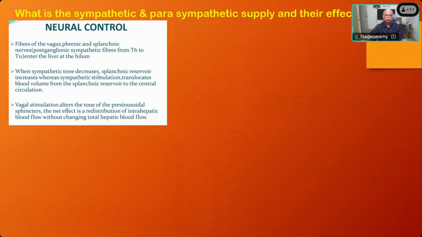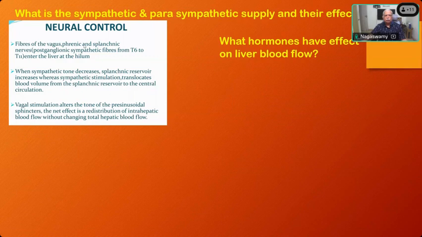When the sympathetic tone decreases, splanchnic reservoir increases, whereas sympathetic stimulation translocates blood from the splanchnic reservoir to the central circulation. Vagal stimulation alters the tone of the pre-sinusoidal sphincters, and the net effect is redistribution of intrahepatic blood flow without changes in total hepatic blood flow. Okay? That is very important. So, parasympathetic supply is from vagus and phrenic, whereas sympathetic supply is from T6 to T11. That is what we have to remember.